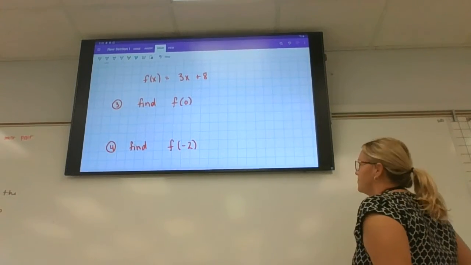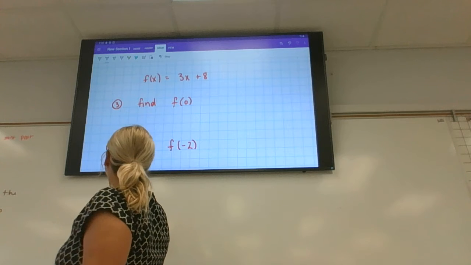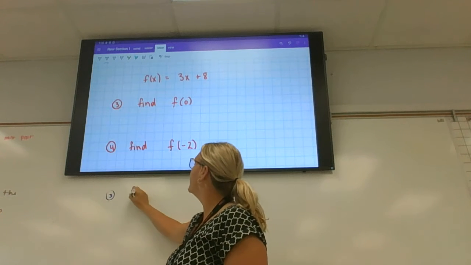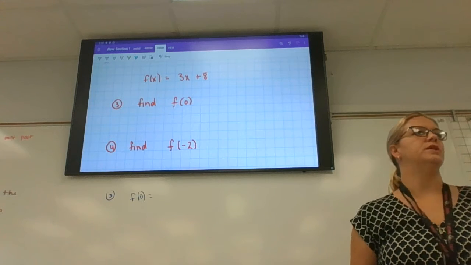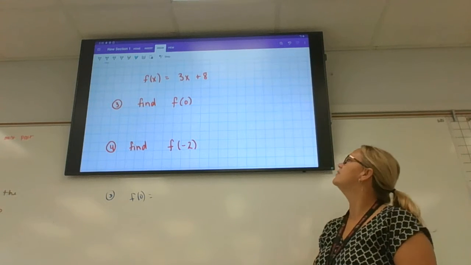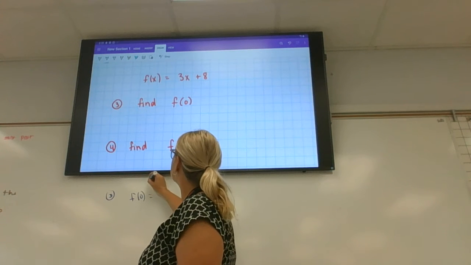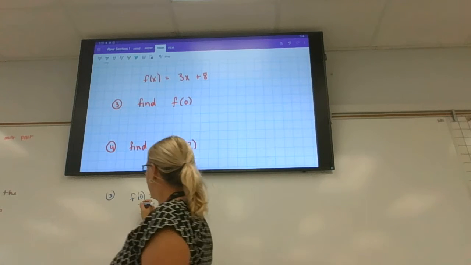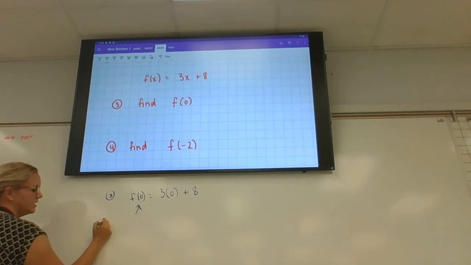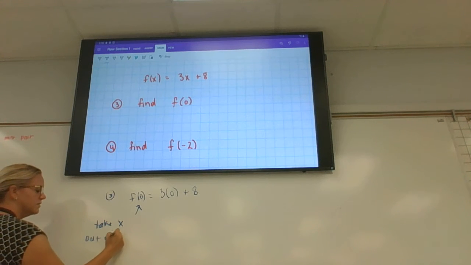Okay. So for number 3, we can explain what it is that we have to do in number 3. Sophia, go for it. So you write out 3 times 0 plus 8. That's it. You take the s function, take the x out, replace with 0.